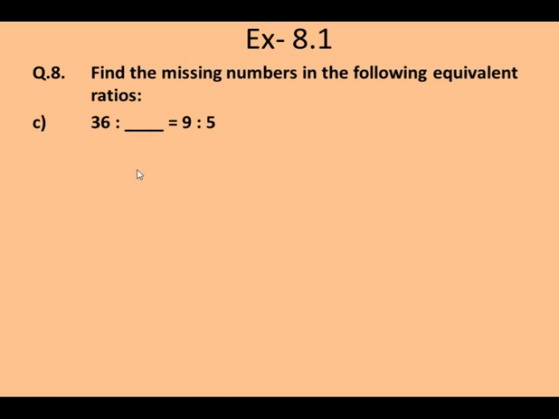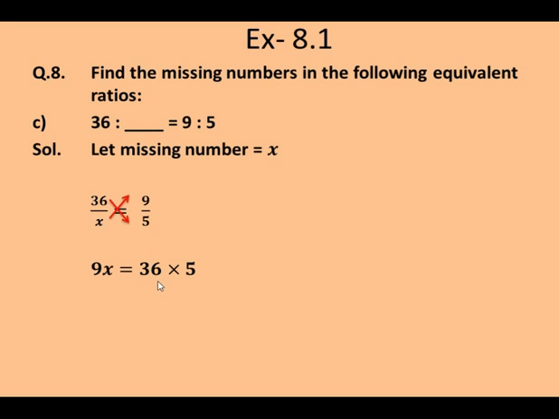Then what we are having, C part. So let the missing number be x. Now write into fraction 36 upon x equal to 9 upon 5. So what we need here, again cross multiply. So 9x equal to 36 into 5. So 9x will be equal to 180. 36 into 5 is 180. So x will be equal to 180 upon 9. So x equal to 20.